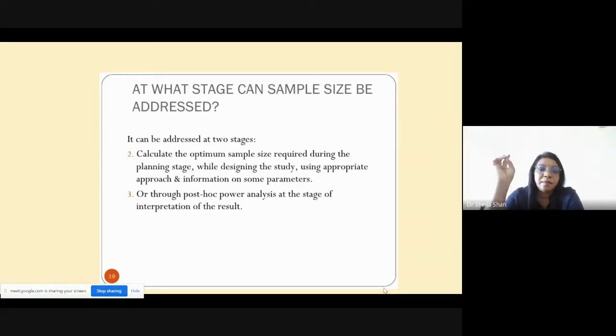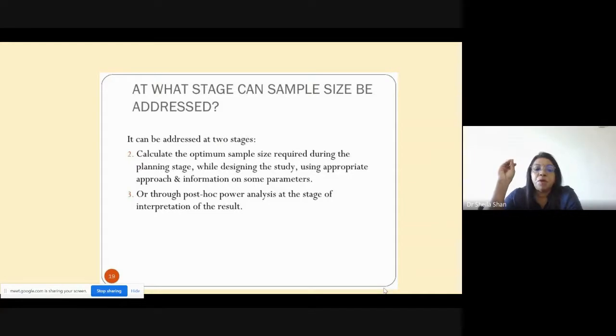At what stage can sample size be addressed? When you want to determine your sample size, you can determine it during the planning stage while designing the study, using an appropriate approach and information on some parameters. So once you have determined your variables, then you can determine your sample size. Because from your sample size, you must get the correct design. If you are doing a one group study, your sample size can be small. If you are doing a few group studies, then you need a bigger sample size.